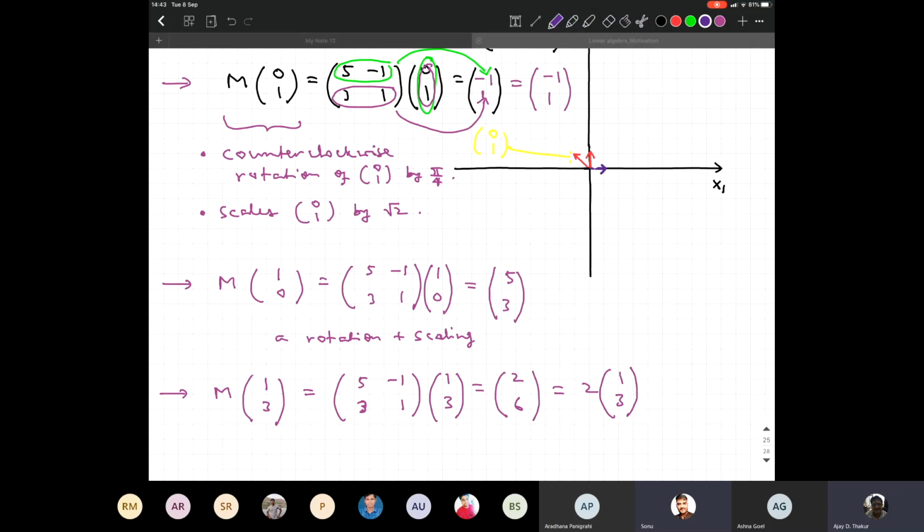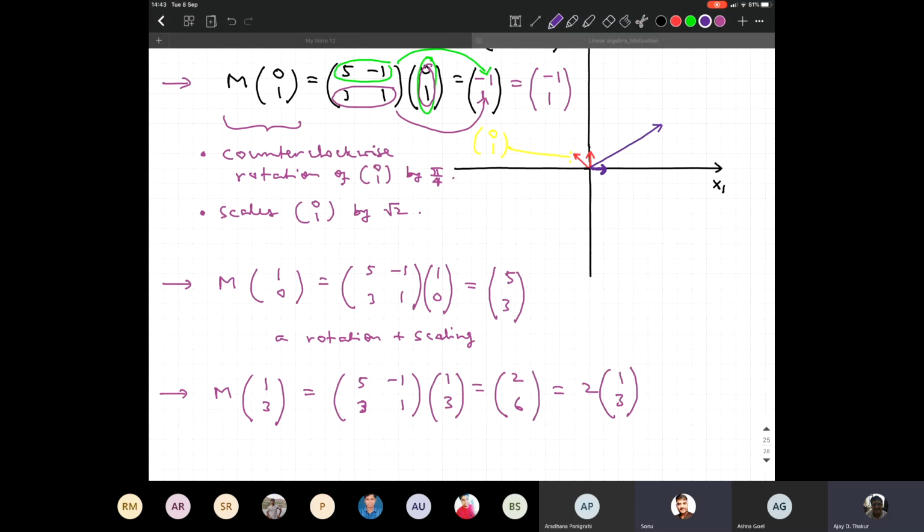So this is 5, 3. So this goes straight from here to here. So whatever was this vector, this goes to there. Now we are trying to look at a vector which is 1, 3, right?